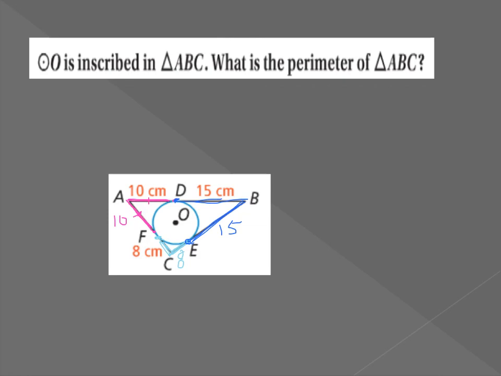So now I can find the perimeter. Perimeter is going to be the distance around the shape. So if I move around the shape, I have 10 plus 15. This length right here is going to give me 25. And then I have 8 plus 15. That's going to give me 23. And then I have 8 and 10, which will give me 18. So then I have to add up 18 plus 23 plus 25, and I'll get 66 centimeters.